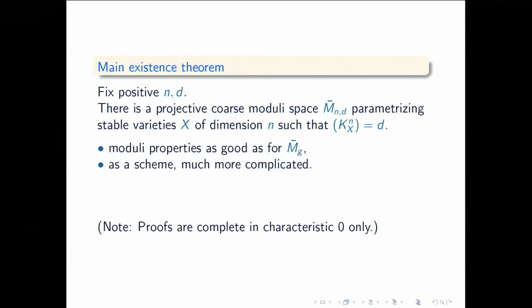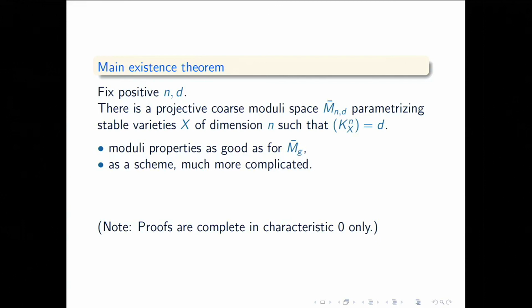Okay, and so now we have at least the basic definition. So these are families, and then there's a main existence theorem. If you fix N and D, then you would like to get a projective coarse moduli space for stable varieties of dimension N, where the self-intersection of the canonical class is D. And the main theorem is that these exactly exist, so there is no problem with that.